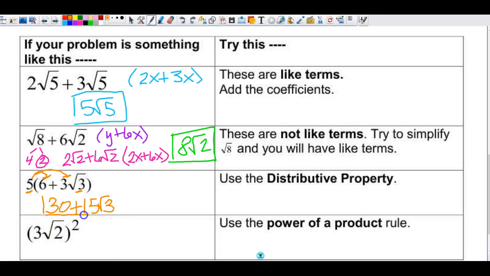Just like if this was 30 plus 15x, that does not become 45x. This 30 plus 15 times the square root of 3 does not equal 45 square root of 3. No, no, no. Absolutely not. Just like 30 plus 15x, you wouldn't combine those. You may have when you first learned that stuff, but you should be past that. So you can't do that with the square roots either.